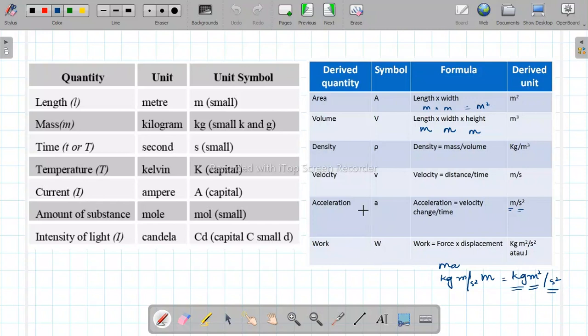Also, just so you know, we have two more physical quantities which neither fall in base nor in derived physical quantity. They are called supplementary physical quantities, right? We have a 2D angle, which is measured in radians, and then we have 3D angle, which by the way is also known as solid angle, which is measured in steradians, right?